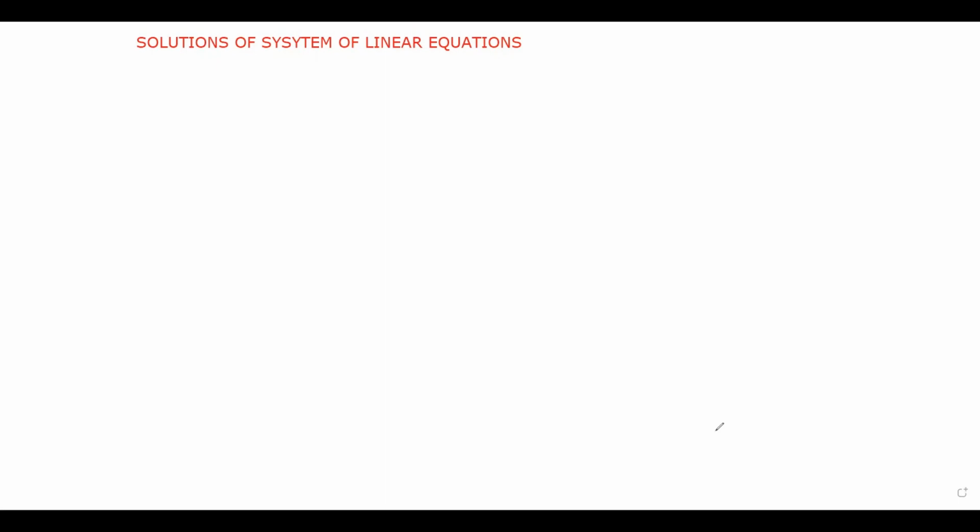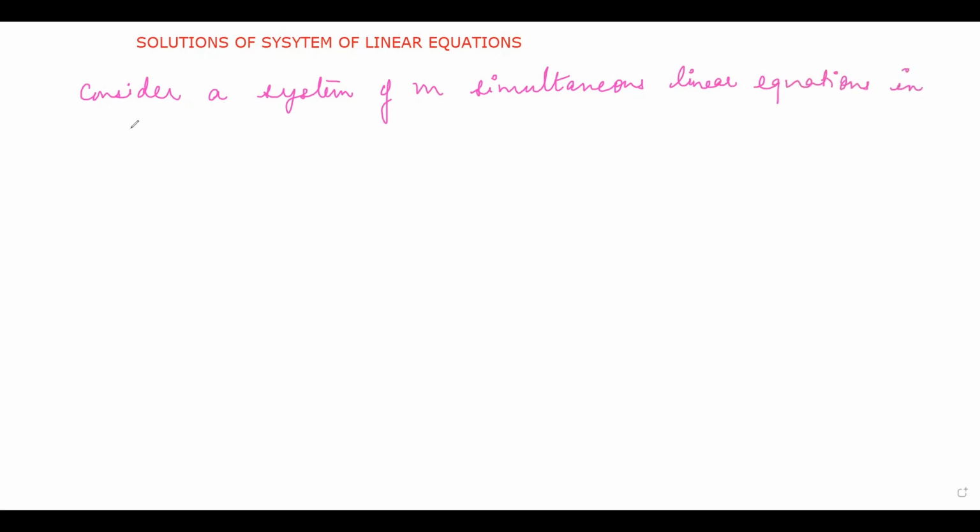So first of all, this is the introduction class, and in this I'll be talking about what the simultaneous linear equations are, what the different types of linear equations are that we'll be talking about, and what the working rule is to find the solution. So let us consider a system of m simultaneous linear equations in n unknowns. So this is very important.